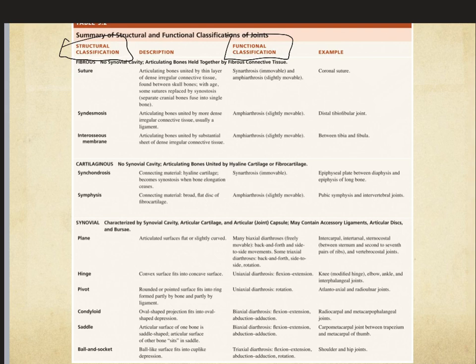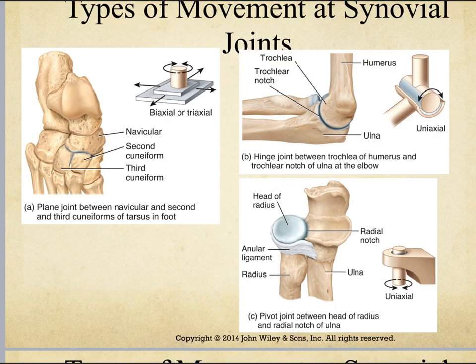Adding movements. So you can see the six synovial joints: plane, hinge, pivot, condylar, saddle, and ball and socket that we outlined before, and what type of action, description, and example action you get, and where we see it. Now we can elaborate on types of movements at synovial joints.